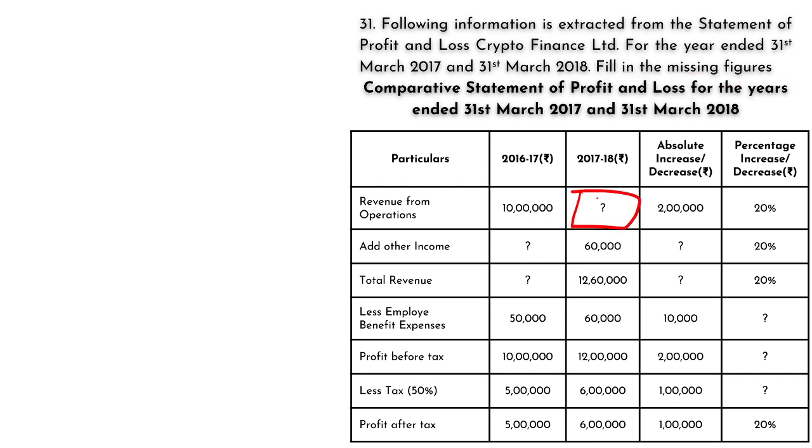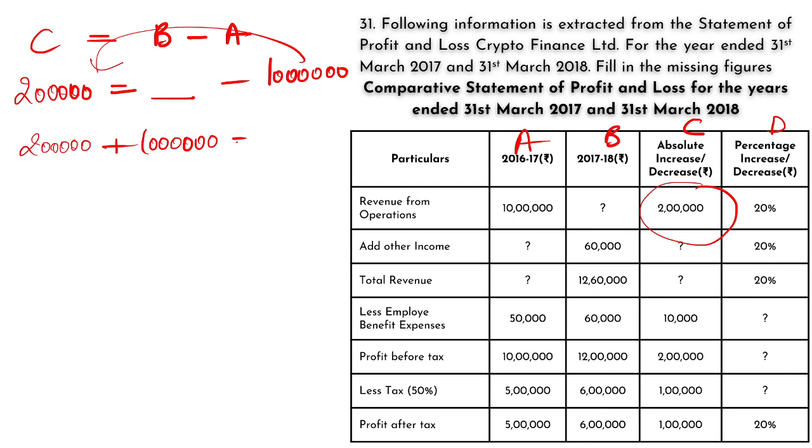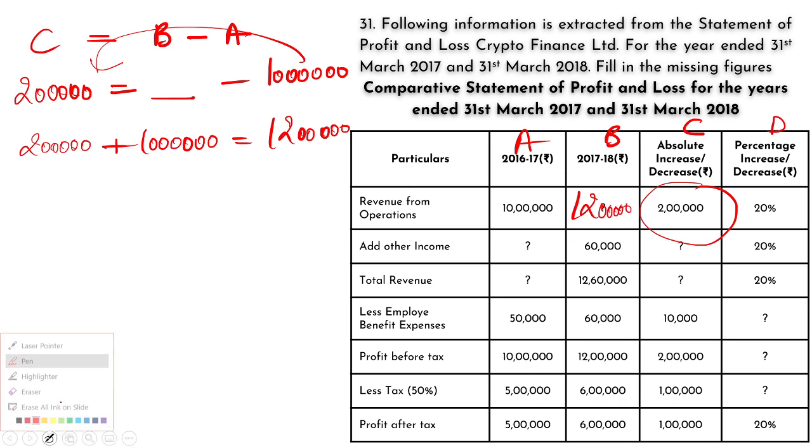We have to find out this amount. So this is A, this is B, this is C, this is D. C is given. How do we calculate C? C is equal to B minus A. C is 2 lakh, B is not given, and A is 10 lakh. So 2 lakh plus 10 lakh, B will be 12 lakh. So this missing figure will be 12 lakh.